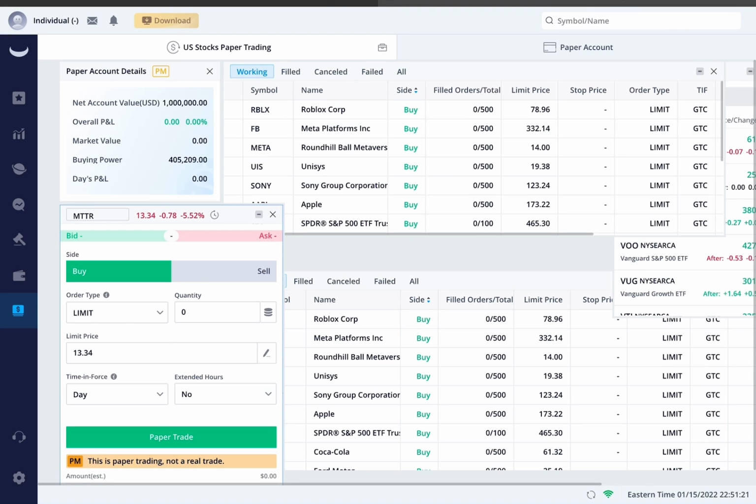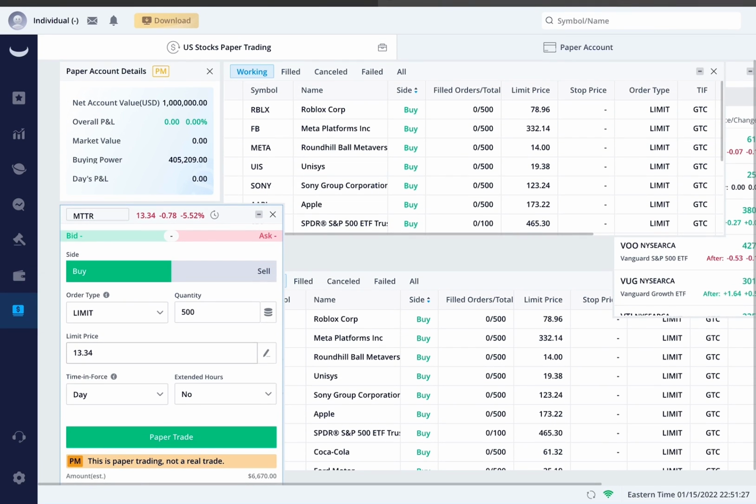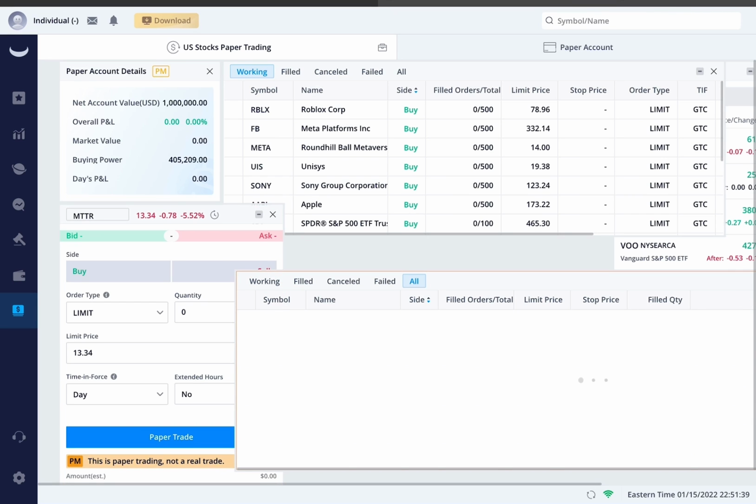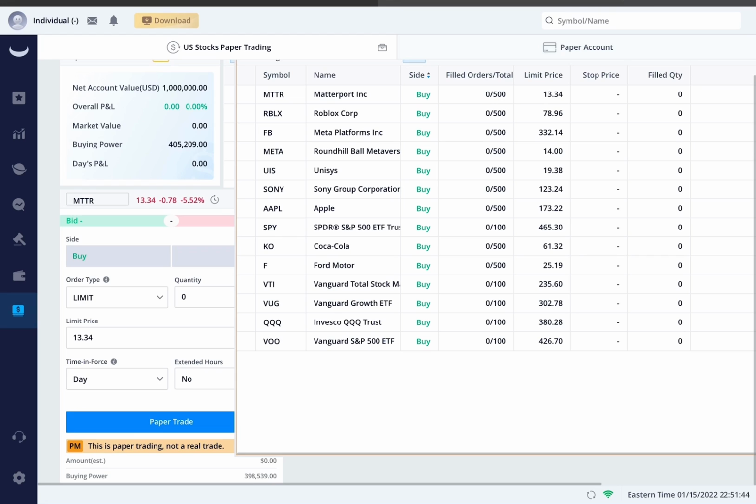I want to buy limit. Okay, quantity is 500. And $13.34 is the price. Click on GTC, extended hours, yes, and paper trade. There we go. And here's all of my purchases. So if you look here, you'll see everything here. These are all the purchases that I made.